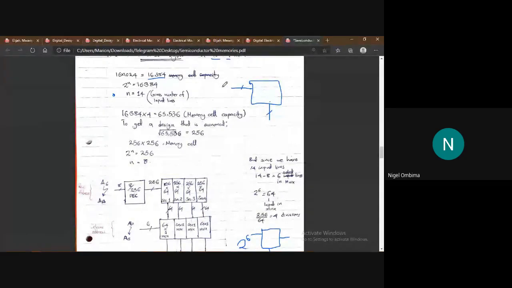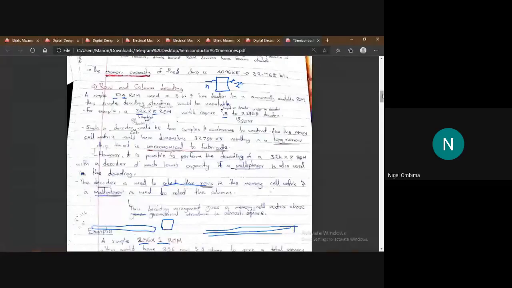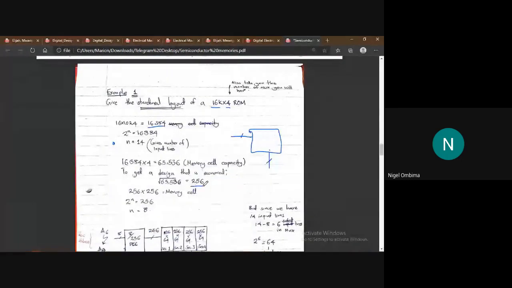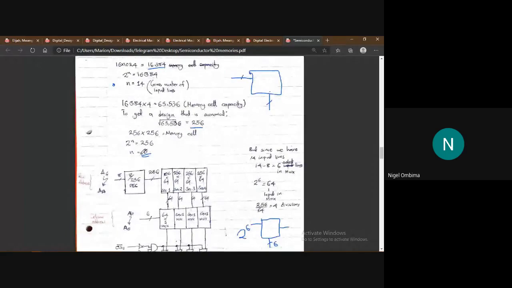A decoder is used to input data into the rows. So we have the number of rows, which is 256. To get the input lines of the decoder, 2 power n is equal to 256, so we get 8.